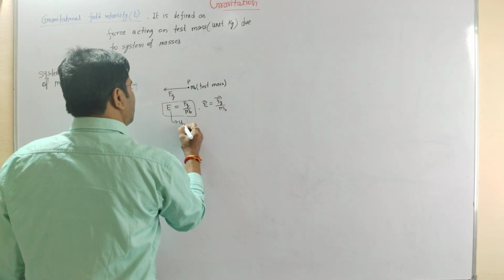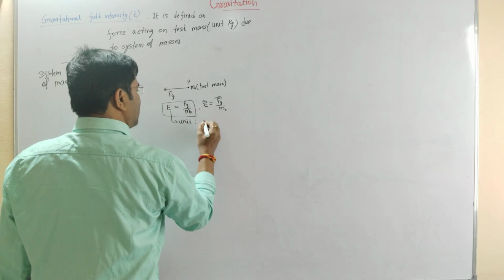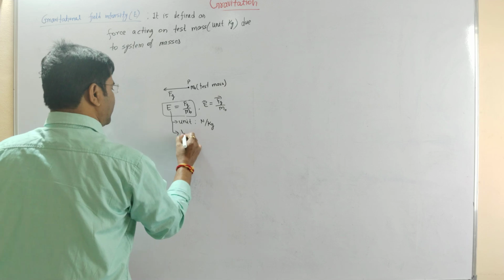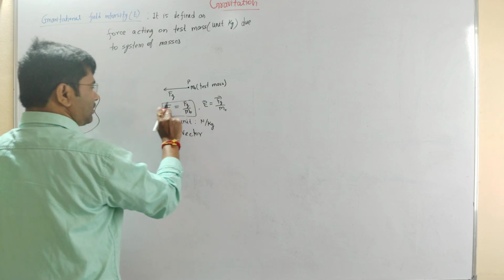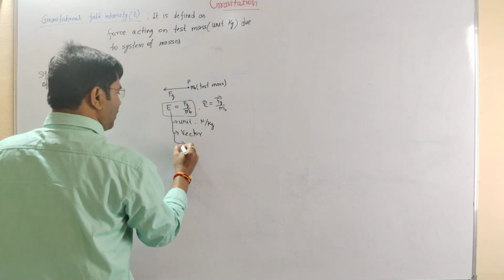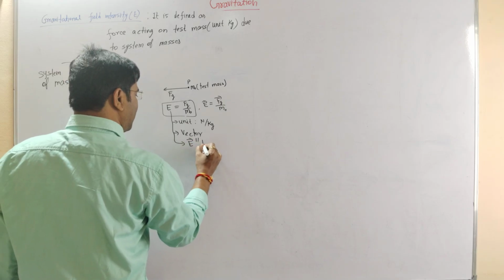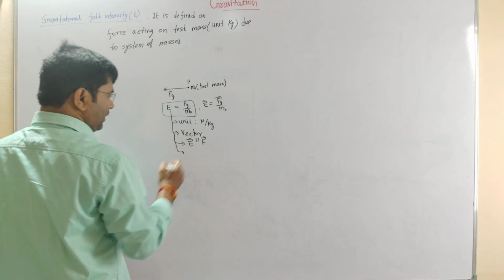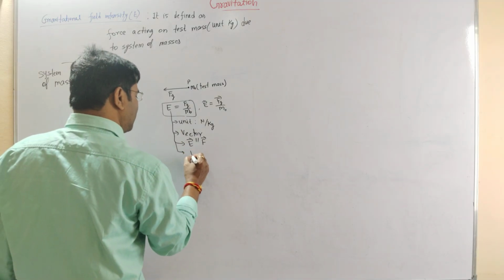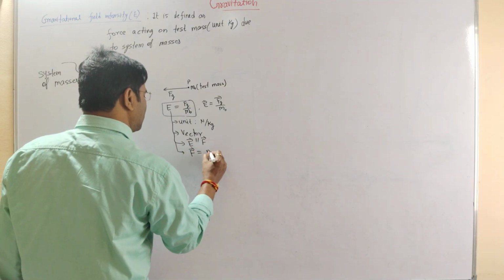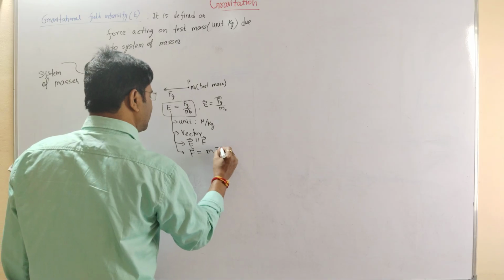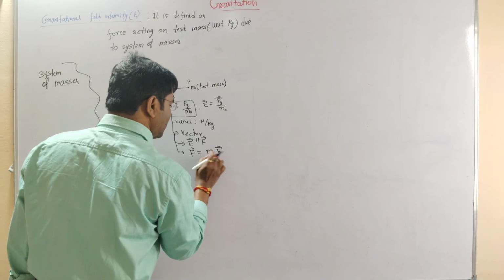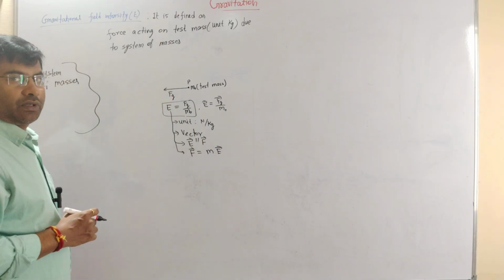Now if I want to write the unit, the unit is Newton per kg. This is a vector quantity because force is a vector quantity, so this will also be a vector quantity. Now the direction of E will be parallel to the direction of F. Next, if E is given and you want to find the force, simply multiply the mass by the gravitational field and you will get the force. Okay, so the field is known, you multiply with mass, you will get the force here.